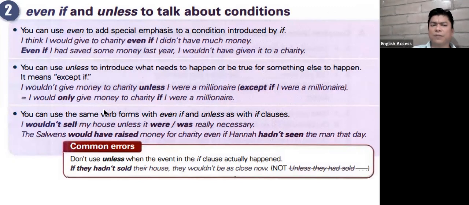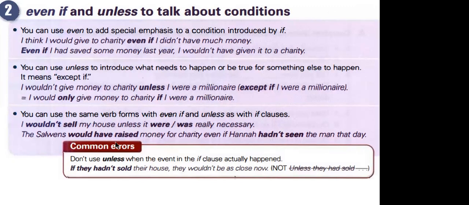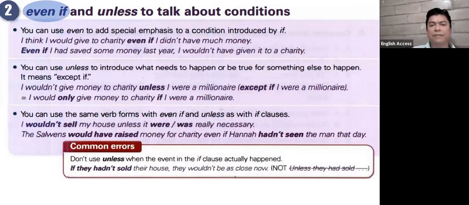Are you familiar with these expressions? A little, yes. So we have even if and we have unless. You can use even to add a special emphasis to a condition introduced by if. Examples: I think I would give to charity even if I didn't have much money. Even if I had saved some money last year, I wouldn't have given it to charity.